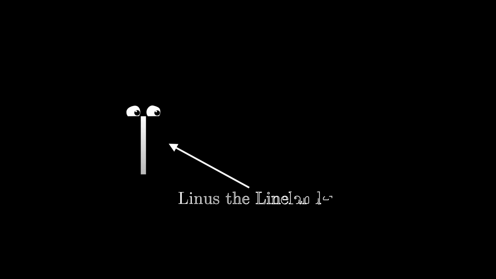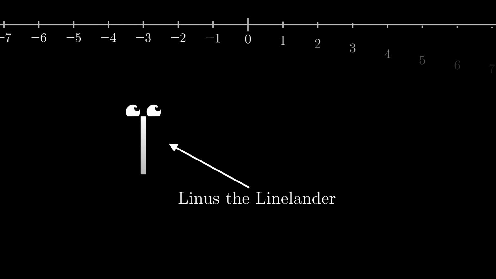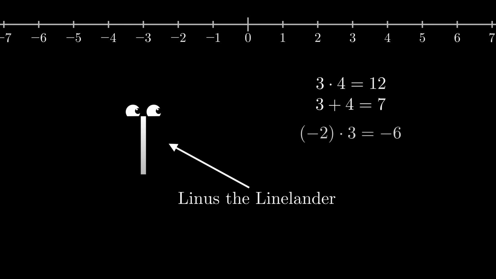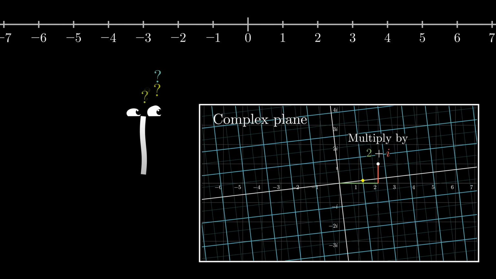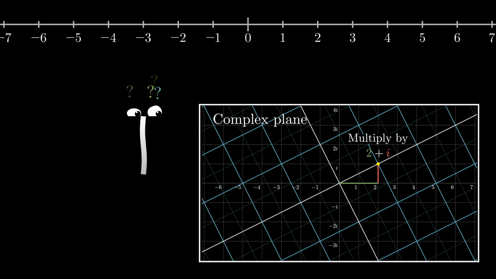Our first character is Linus the linelander, whose mind can only grasp the 1-dimensional geometry of lines and the algebra of real numbers. We're going to try to describe complex numbers to Linus, and it's really important for you to empathize with him as much as you can during this, because in a few minutes, you're going to be in his shoes.